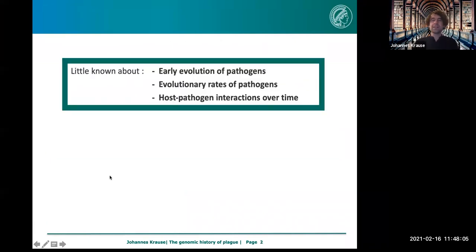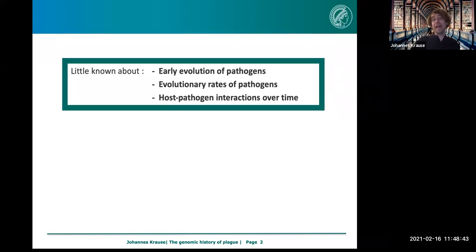So when I started this, which was probably about 10 years ago, we realized that there's surprisingly little known about the early evolution of pathogens. If you think about tuberculosis, for example, which is caused by Mycobacterium tuberculosis, it wasn't even clear: did that emerge 1,000 years ago, 5,000 years ago, 50,000 years ago, 100,000 years ago? Where did it come from? How did it adapt to become a human pathogen? What is the evolutionary rate, the mutation rate of that pathogen? So how does it change through time? How does it become adapted to humans?